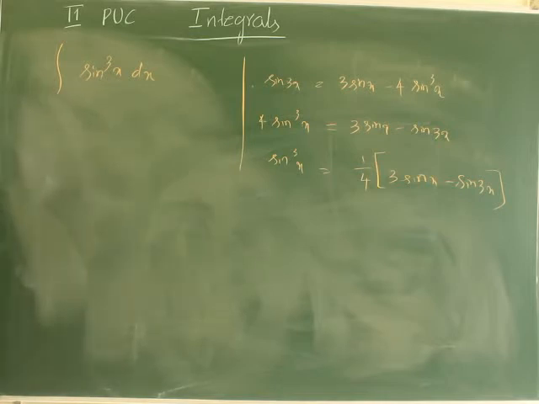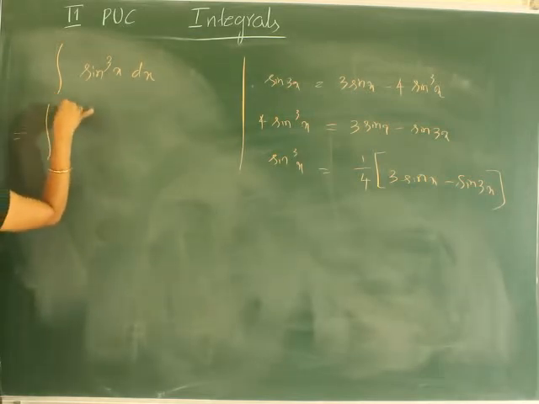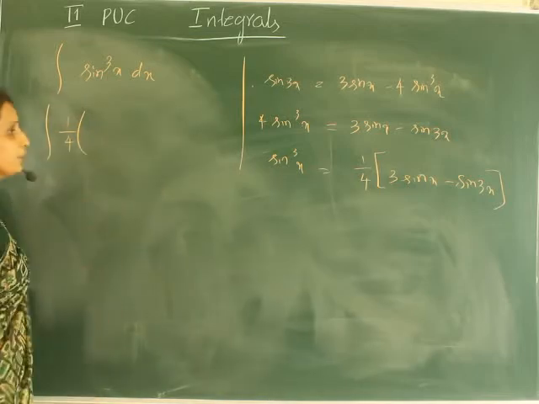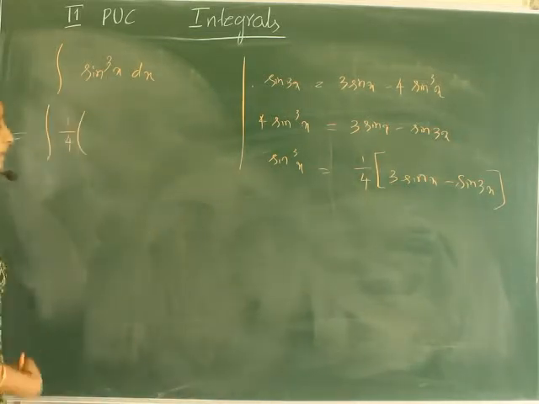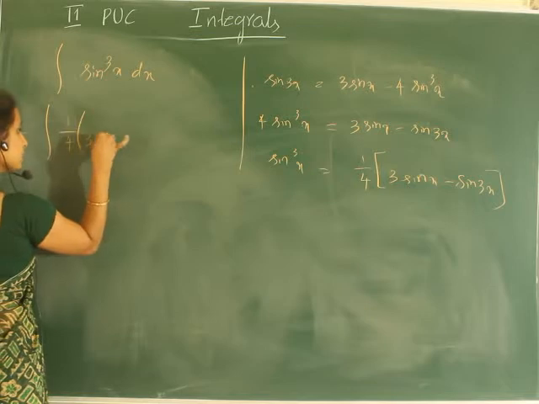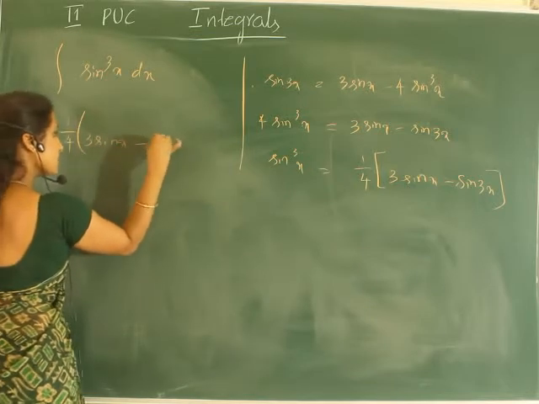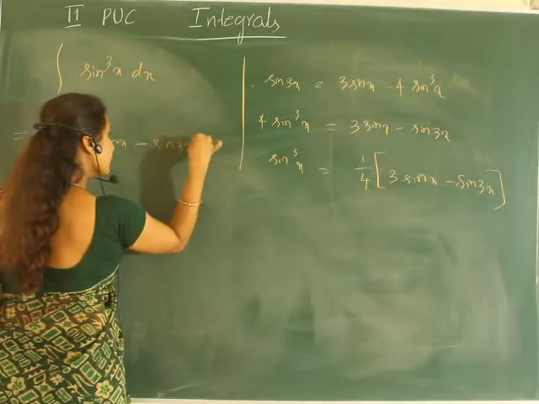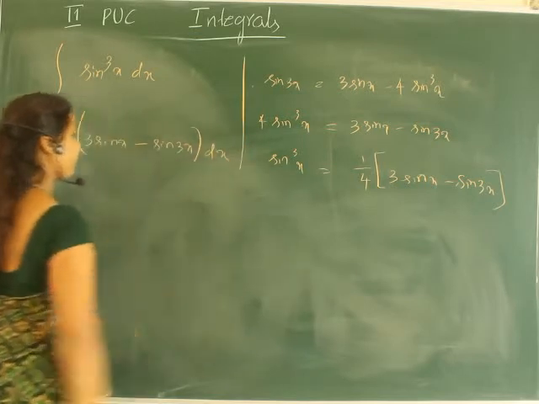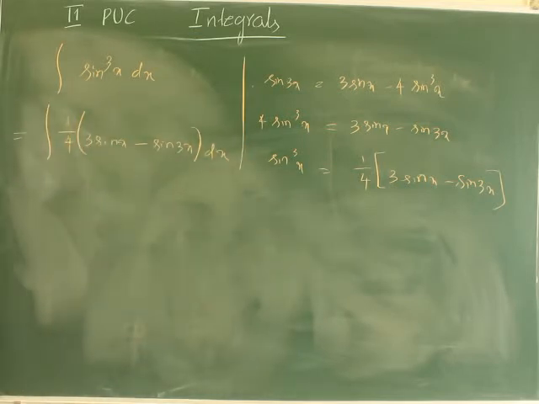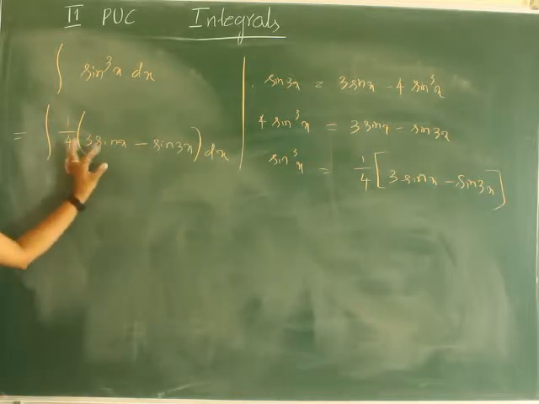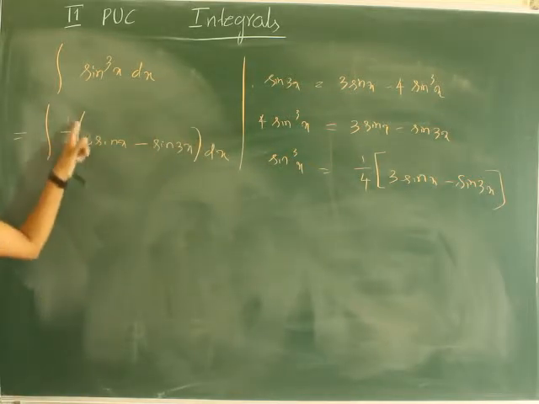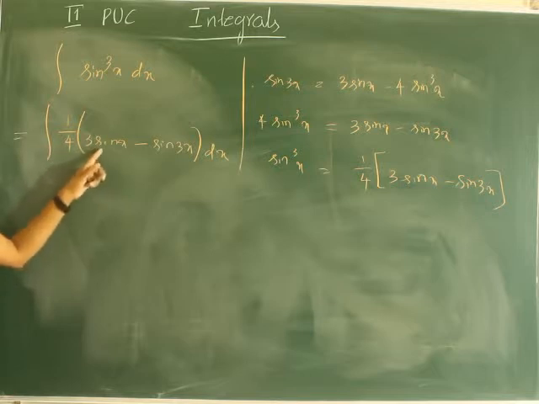So what can we substitute here? This is equal to the integral of 1 by 4 into 3 sine x minus sine 3x dx. So this 1 by 4 is multiplied to both. First is 1 by 4 into 3 sine x dx. So 3 by 4 is a constant anyhow. What is the integral of sine x? Sine x gives minus cos x.